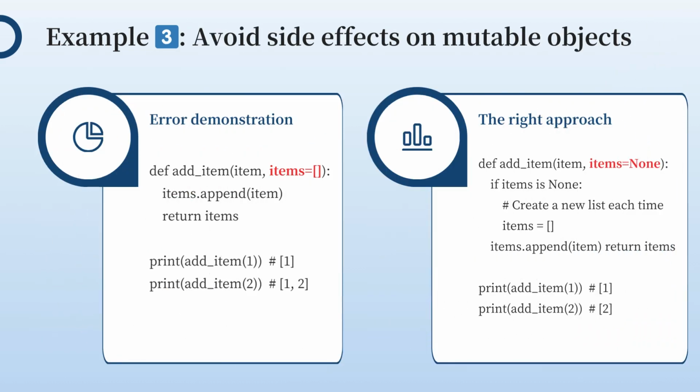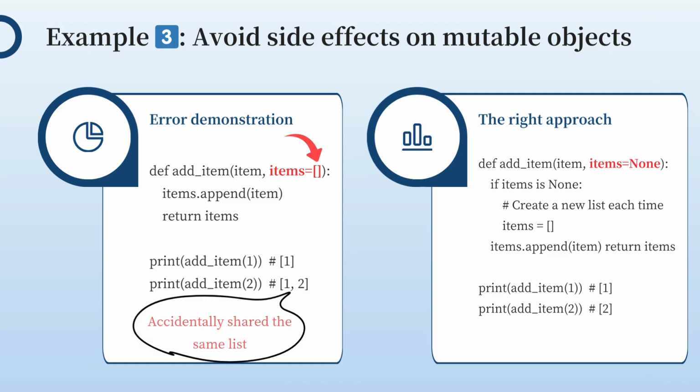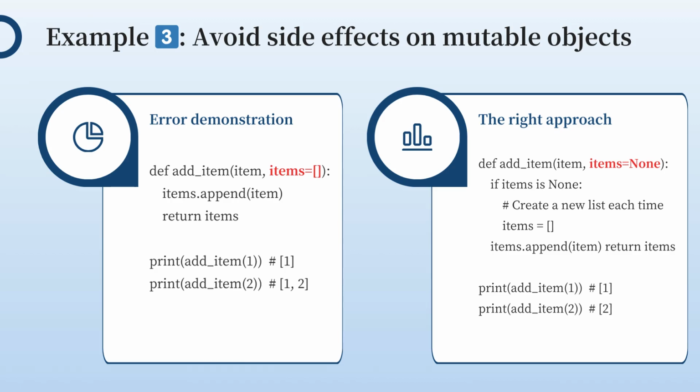Example 3. Avoid side effects of mutable objects. Next is the third example, which shows how to avoid the side effects of mutable objects. Incorrect example. In this incorrect example, the default value is an empty list, which will cause multiple calls to share the same list. This means that every time the add_item function is called, the items parameter will accumulate the previous values, which may not be the behavior we want.